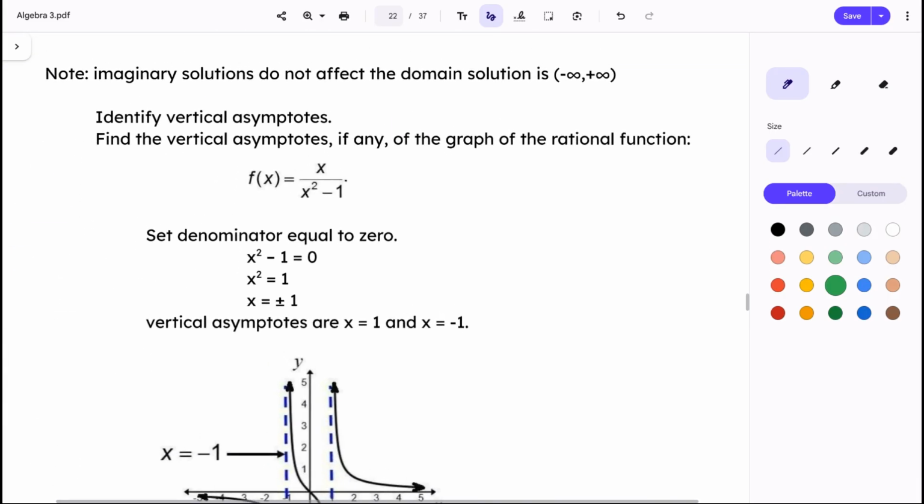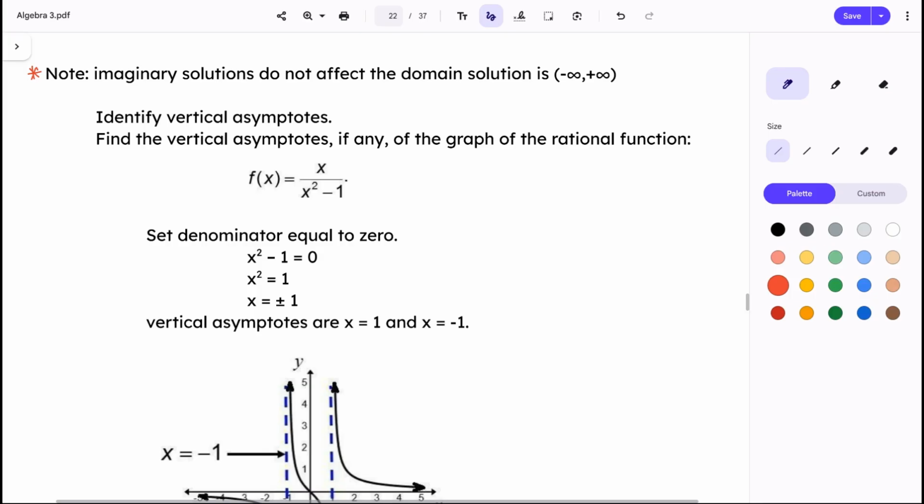Okay, so again, at the top of the screen here, note imaginary solutions do not affect your domain. So that's why that solution was -infinity to +infinity. But the reason why we talk about these is because when we graph, we have these things called asymptotes. Some people might say asymptotes. It just depends on how someone wants to pronounce that. I've heard it pronounced both ways.